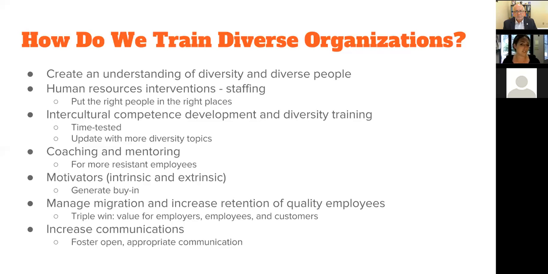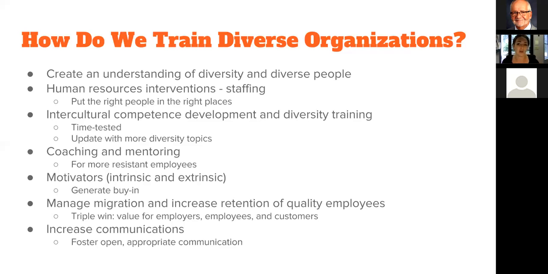Additionally, human resource interventions, particularly staffing, is another way that we can work to train our diverse organizations and our diverse employees. So this really comes down to putting the right people in the right places. I am not a good person to deliver trainings in Chinese because I do not speak Chinese. If there is an employee who does, that is a good person to put in that position. You can train them up on how to deliver presentations.